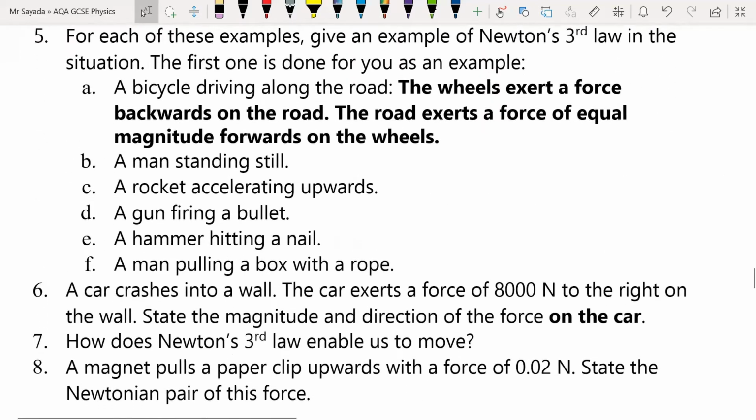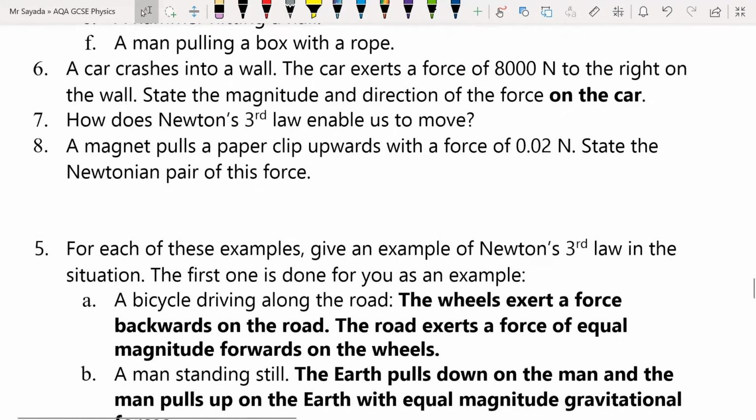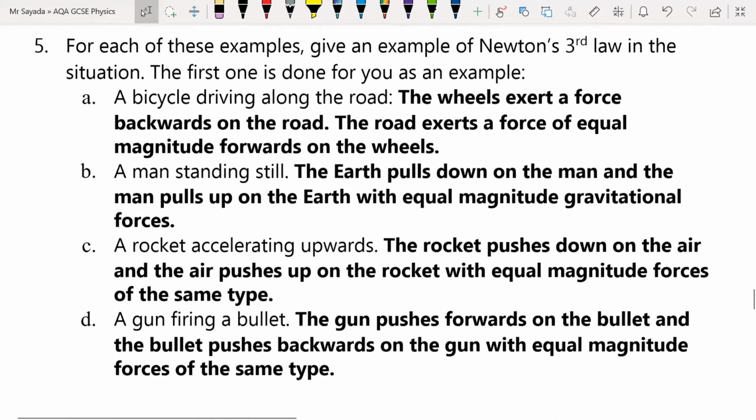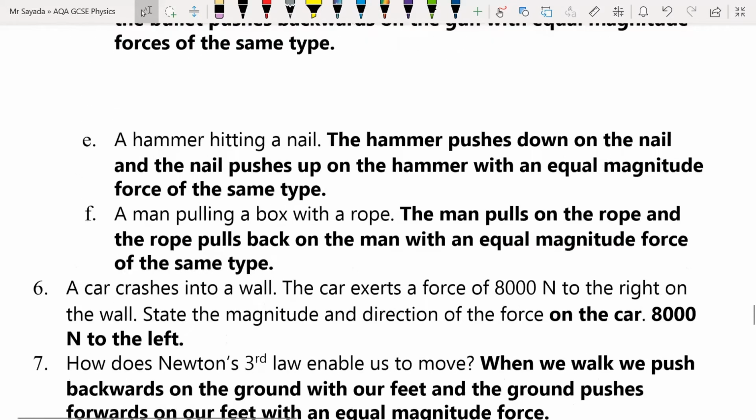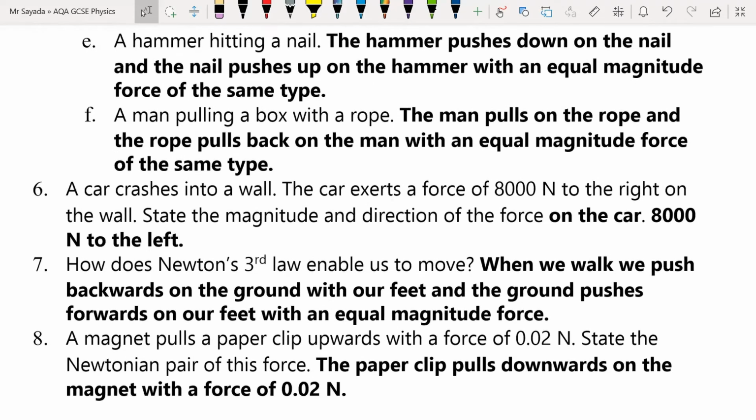Please try these questions here. Pause the video while you do that. Press play once you're ready. You should have now done these 4 questions. Mark your work using these answers. Press play once you've marked question 5A to D. You should have now marked questions 5A to D. Please now mark the rest of questions 5 to 8. Pause the video while you do that. Press play once you're ready.